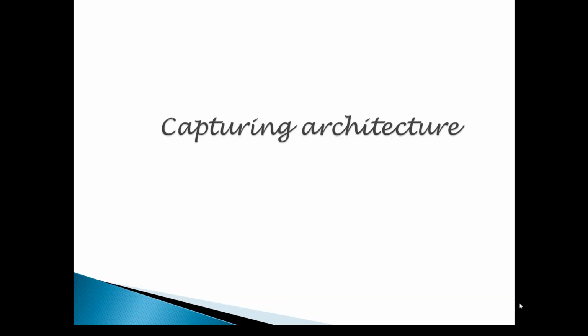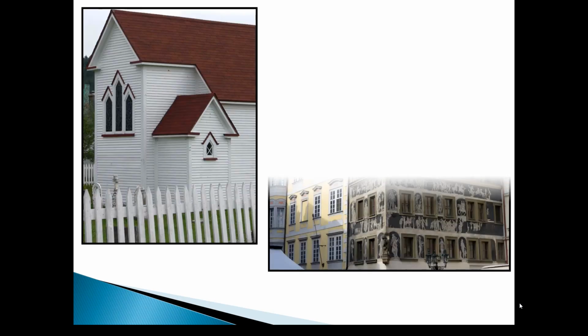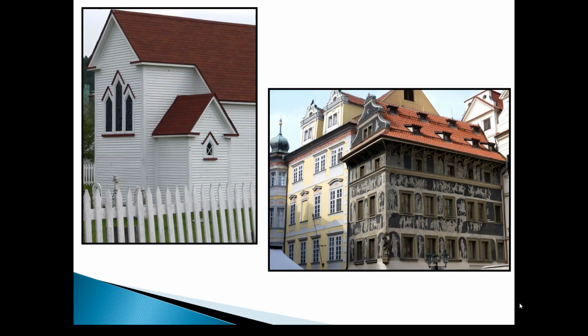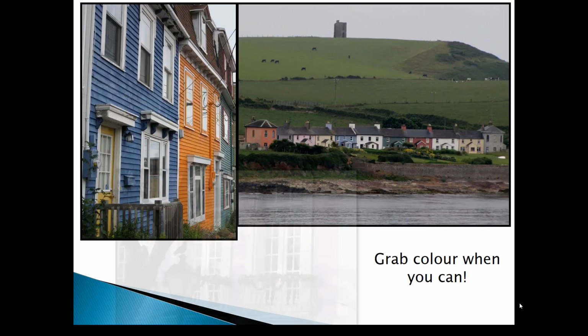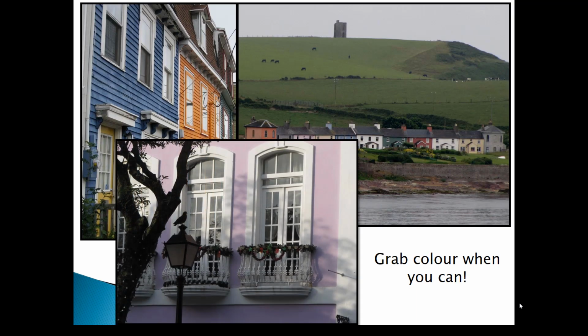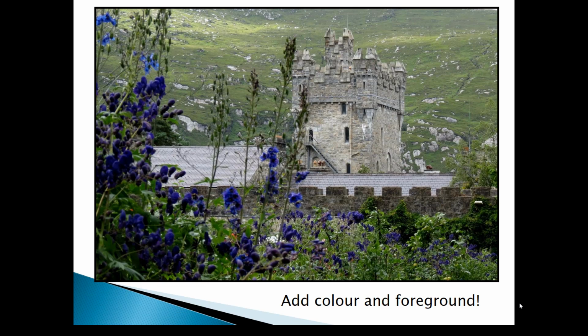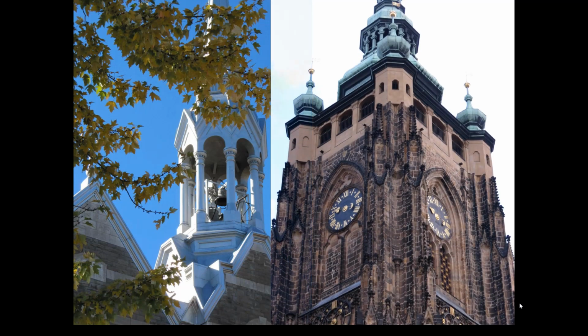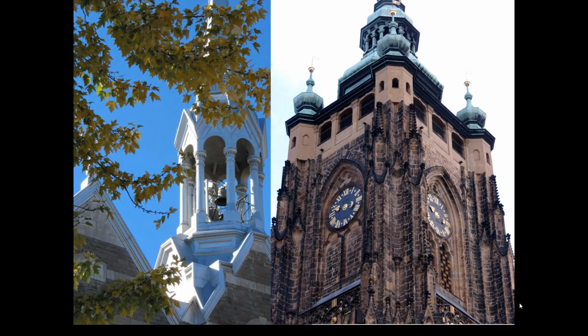So capturing architecture, obviously lots of great buildings when you travel. A good rule of thumb is to shoot from the corners and look for color. And if there is no color, add something into the foreground that could add a little bit of pop. Don't worry about including right to the top of a steeple. Our brains tend to fill that in, and you'll have much less empty space in your photo.